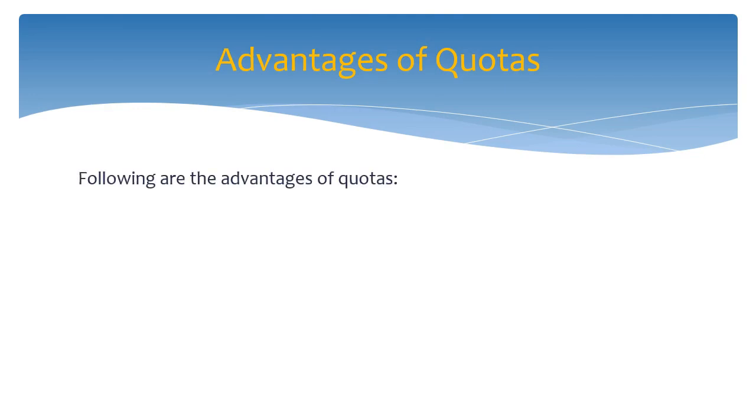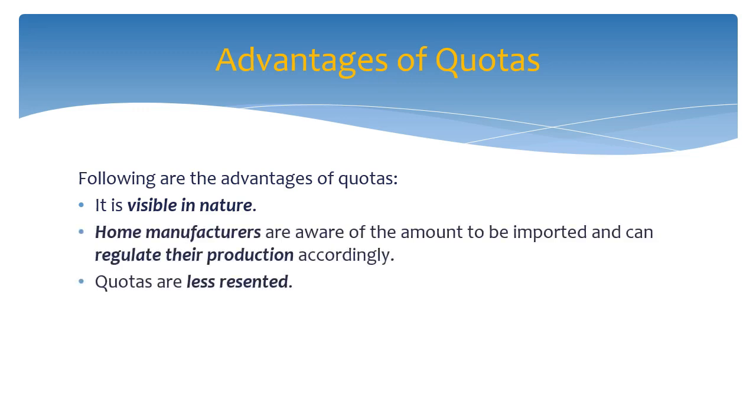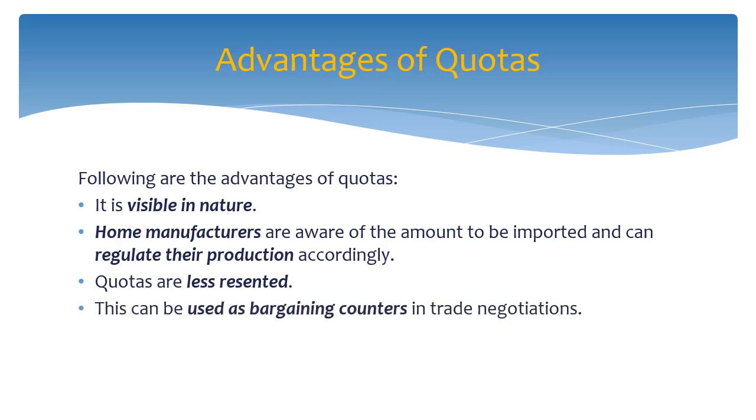Following are the advantages of quotas. It is visible in nature. Home manufacturers are aware of the amount to be imported and can regulate their production accordingly. Quotas are less resented. This can be used as bargaining counters in trade negotiations.